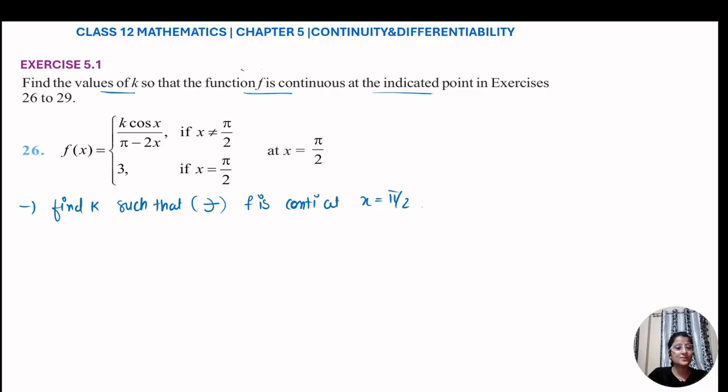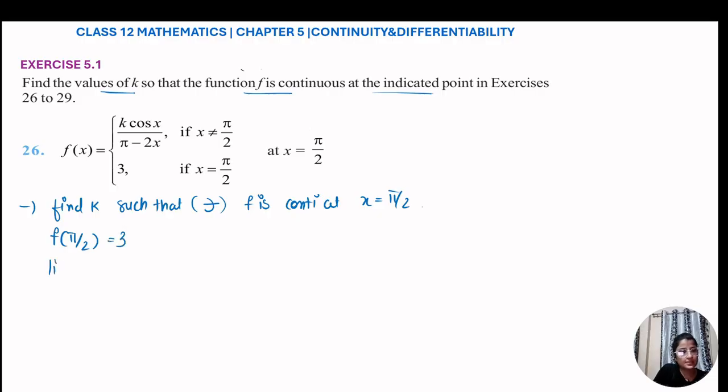It's a very easy question for you now, guys. Now, how to check the continuity? First of all, check whether the function is defined at that point. As you can see, the function is defined at x equals pi by 2, and the value is 3. Now we have to check whether the function value is the same as the limit value. So first, we have to find the limit of the function. Our function value f of pi by 2 is defined as 3.